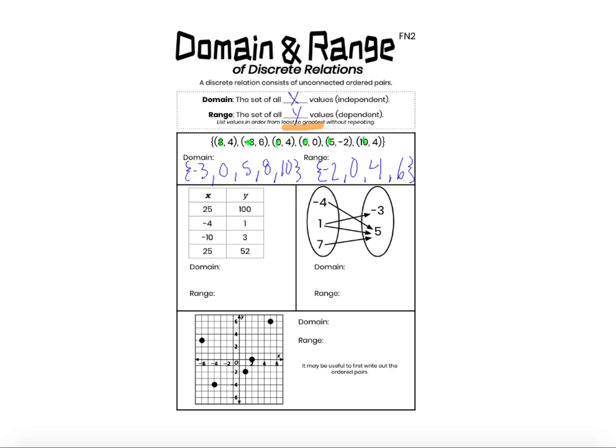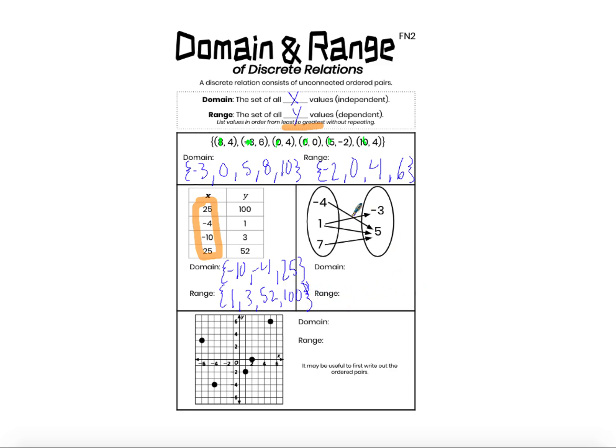In this table down here, the domain is the set of all possible x values, again from least to greatest: -10, -4. 25 occurs twice, but we're just going to write it once. And then the range is the possible y values: 1, 3, 52, and 100. Not parentheses. Parentheses we use for ordered pairs. So we're doing our best with these curly brackets.